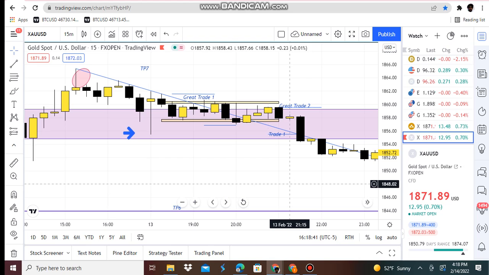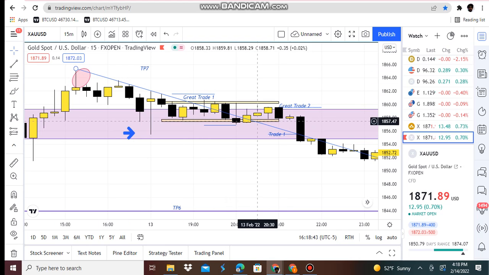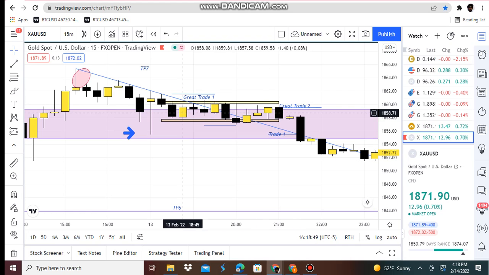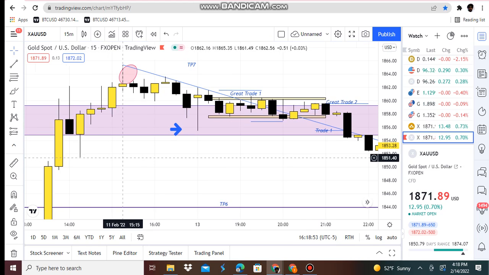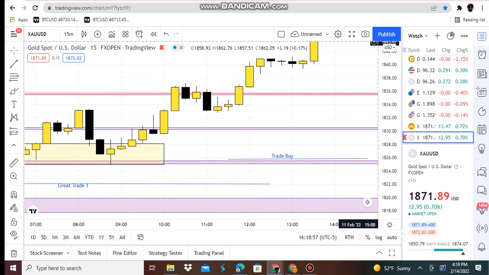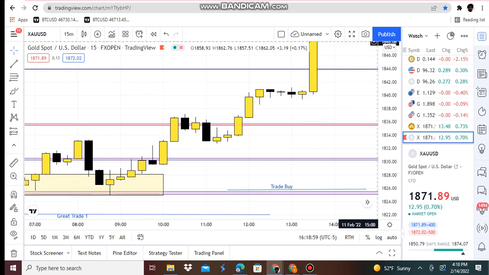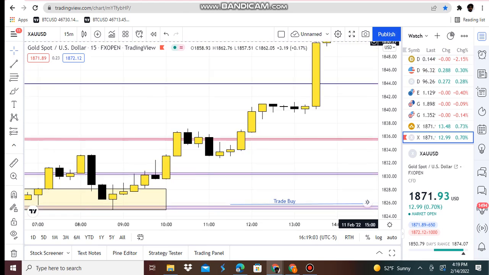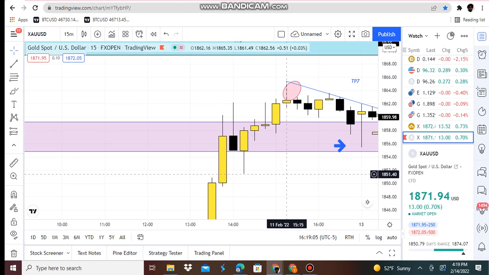All right, so we was in a nice little downtrend from take profit 7 all the way down to 1850, 1851. And once price gets all the way up to take profit 7, as it was in the uptrend, you could have got in at the bottom and rolled this from great trade 1, and trade buy all the way up to take profit 7.